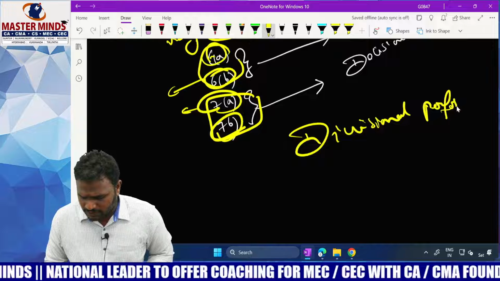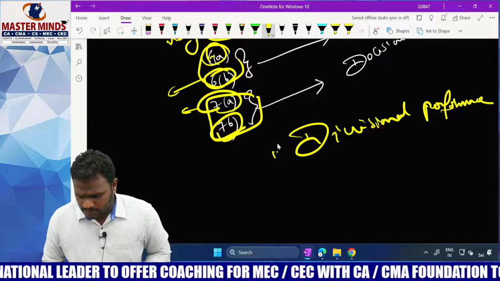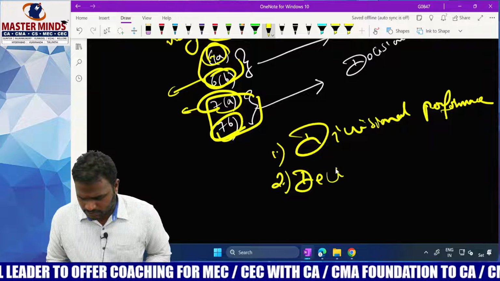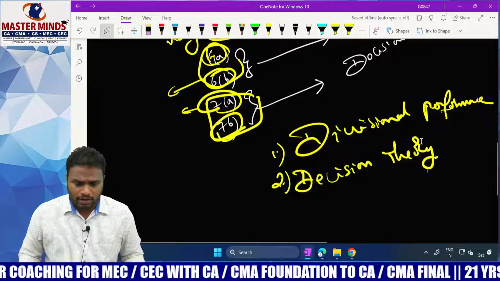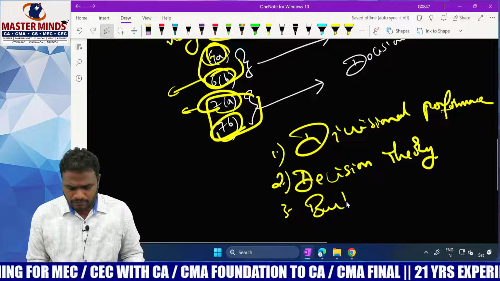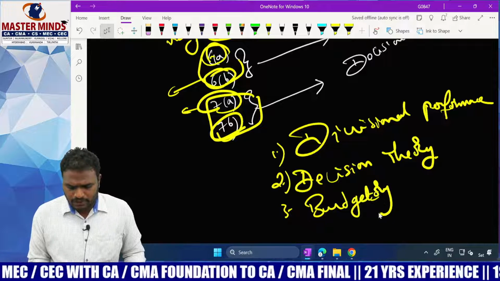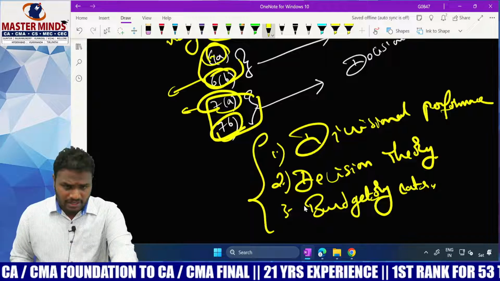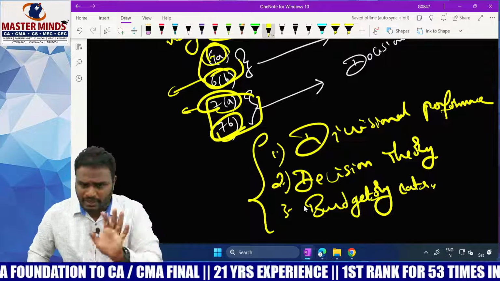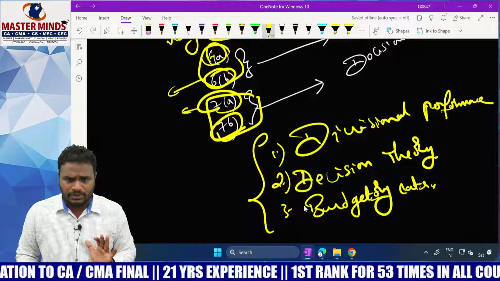The chapters are divisional performance, decision theory, and also budgetary control. If you observe here, from these 3 chapters, the questions come directly from the study material only and from the MM material, that is covered in the MM material.